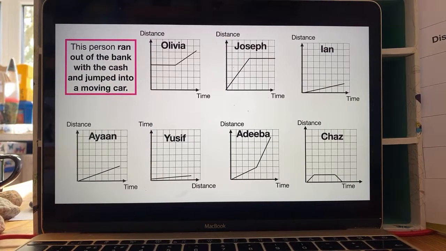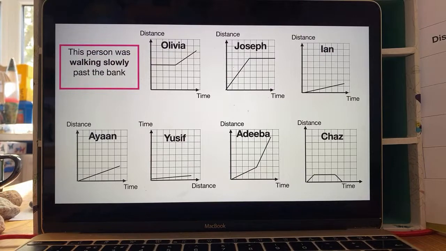This person ran out of the bank with the cash and jumped into a moving car. So one person has stayed still for a while and then got on a bus. One person has jogged past the bank, so they were both innocent. This person is not innocent. They ran out of the bank with the cash and jumped into a moving car. Who was that? Okay, I'm going to move on.